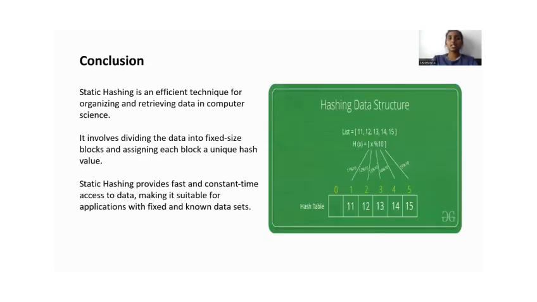Conclusion: static hashing is an efficient technique for organizing and retrieving data in computer science. It involves dividing the data into fixed size blocks and assigning each block a unique hash value. Static hashing provides fast and constant time access to data, making it suitable for applications with fixed and known data sets.